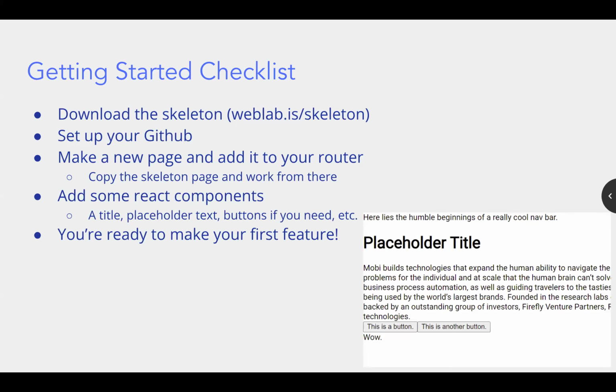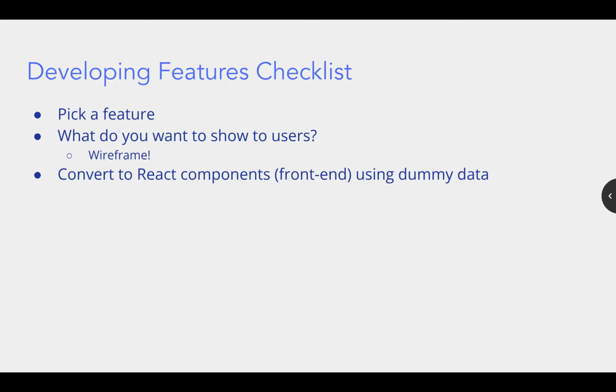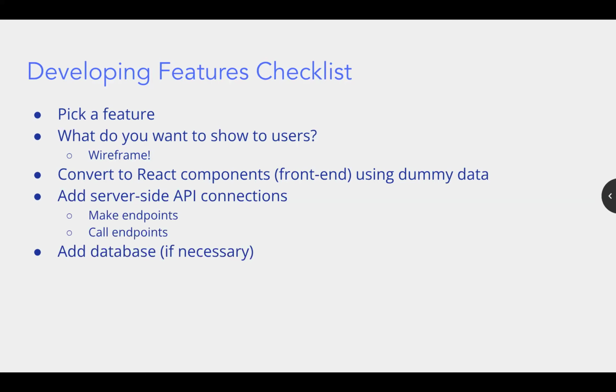So it might have something like this. That's just a very simple example, a new page with some content. Once you have something like this, you can think about building out a feature. And I have a slightly longer version of the earlier step-by-step thing. So you pick a feature first, you think about what you want to show to users, wireframe that up, convert that to React components using some dummy data, and then add some server-side API connections, make some endpoints, call those endpoints, add a database if you need to, add schemas if you need to, and make sure you're testing along the way. So that's a general tip: when you're developing, you always want to be testing everything to make sure it works step by step.